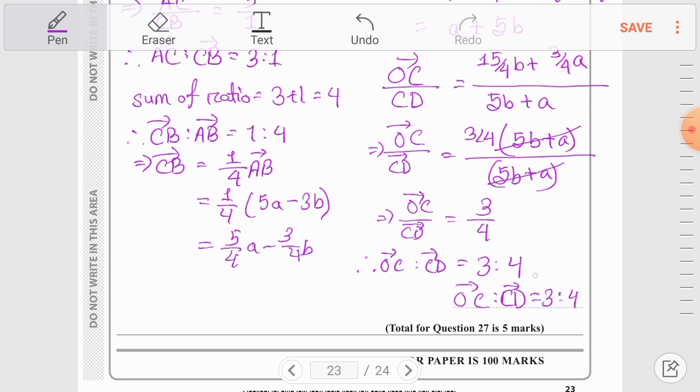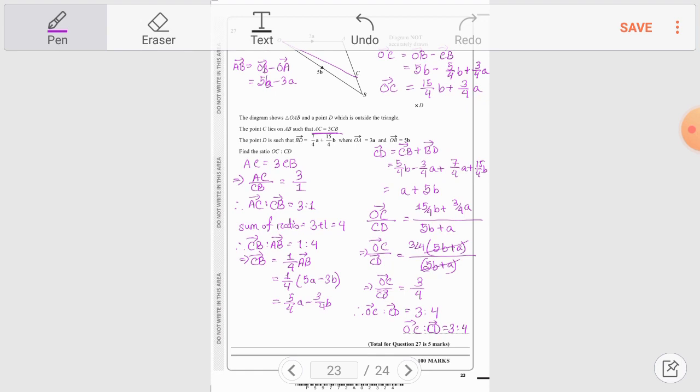So this was the end of question number 27. I hope it was clear, and that's how the January 2020 Paper 1 Maths B was.